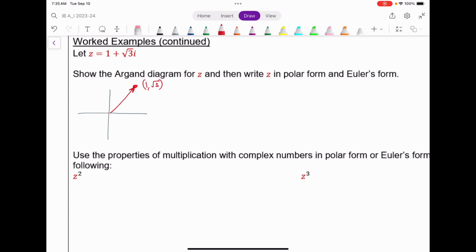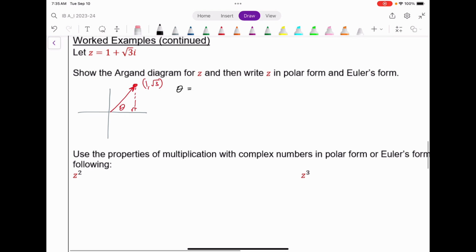And so the argument is going to be this here, which hopefully we recognize as a special triangle right there. That theta I've shown will be the inverse tan of root 3 divided by 1, which is just root 3. The inverse tan of root 3 is exactly 60 degrees. However, we usually use radians for this, so I'll write it as pi over 3.